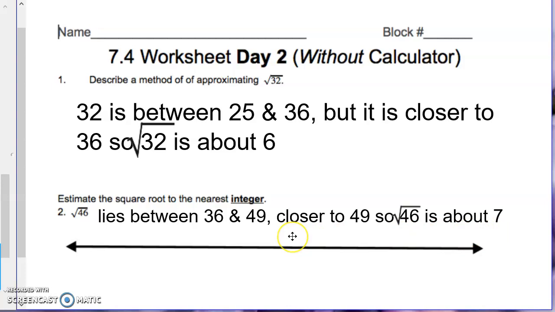Now for questions 3, 4, 5, and 6, you are just going to be approximating it to the nearest integer. On the back, questions 7, 8, 9, and 10 are the ones you are going to be estimating it to the nearest tenth. If you need to go back and watch what I did on the video, please go ahead and do that. It will help you. Or, of course, if you have any questions, please just let me know, and I will get back to you as soon as I can.